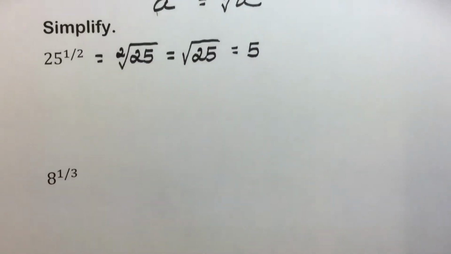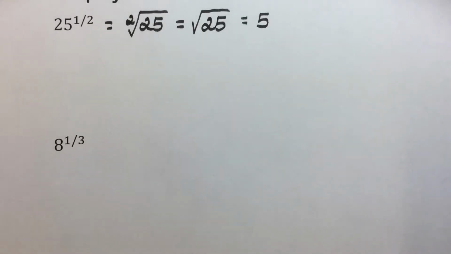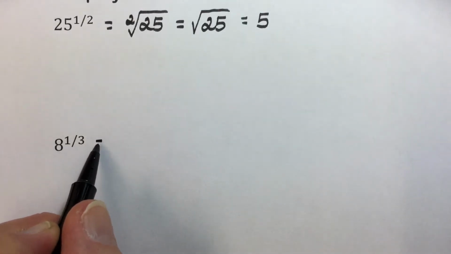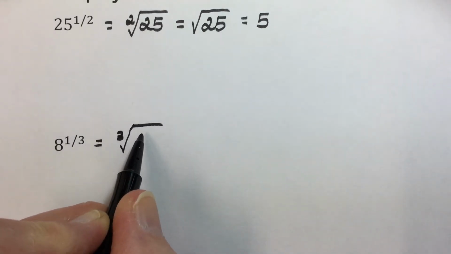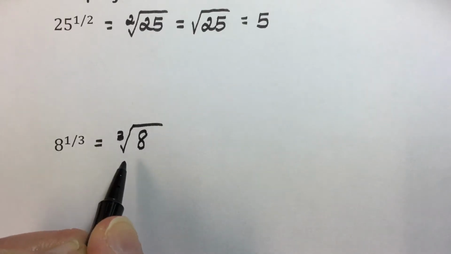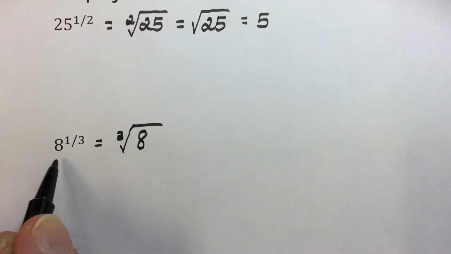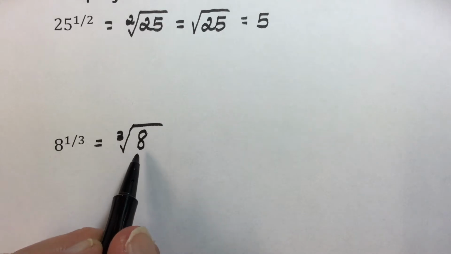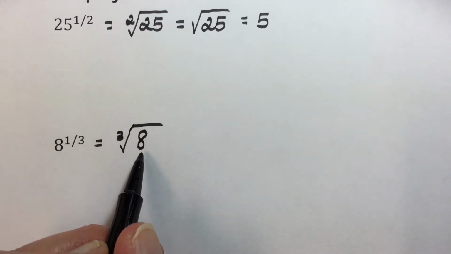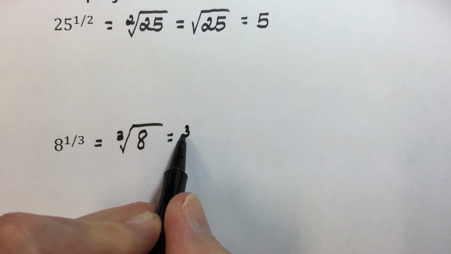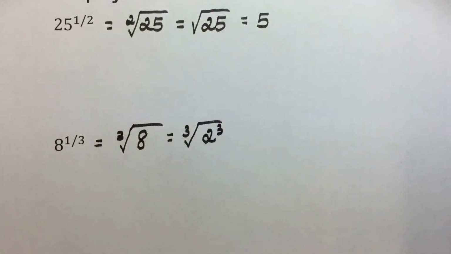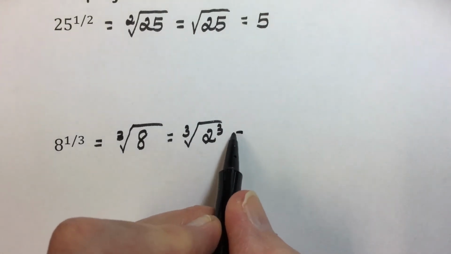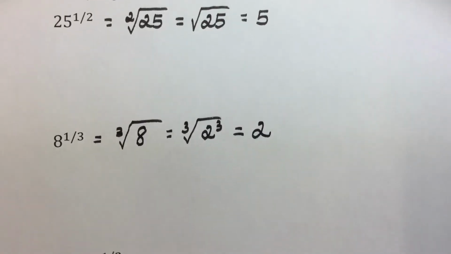5. In this next example, 8 to the 1/3 power can be expressed as an index of 3 on a radical having a radicand of 8. In other words, the cube root of 8 is equal to 8 to the 1/3. What number, when cubed, is equal to 8? 2 to the 3rd power is equal to 8, so that the cube root of 2 to the 3rd, or 8, results in a value of 2.